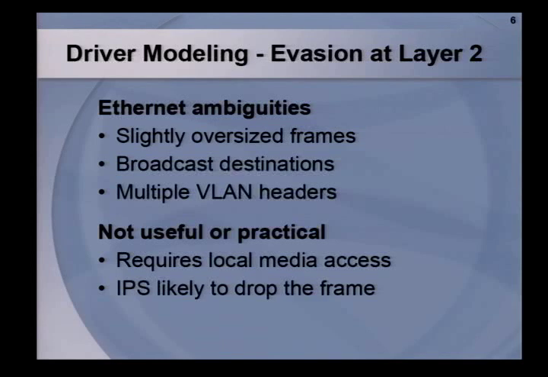First off, layer 2 stuff. There are a lot of different ambiguities at the Ethernet layer. Depending on what card you have, it may drop a frame depending on whether certain bits are set, if the length field is too long, or if you have multiple VLAN headers. There are all sorts of tricks you can do at the layer 2 level that will cause an IPS to drop the packet because it doesn't understand what it is, but may allow the target to actually process it anyways. And you can use things like broadcast destinations, where the IDS won't process the broadcast or will process it in a different way. There are lots of different tricks at the Ethernet layer.